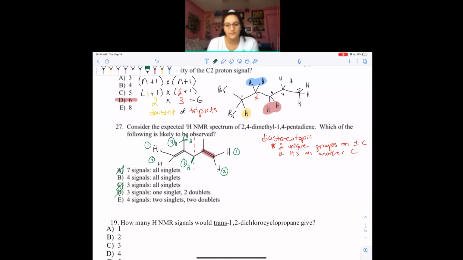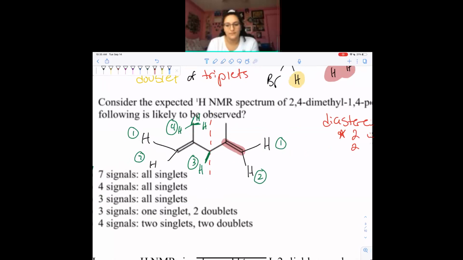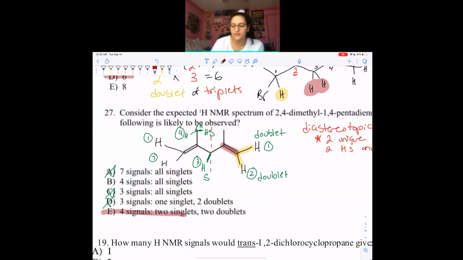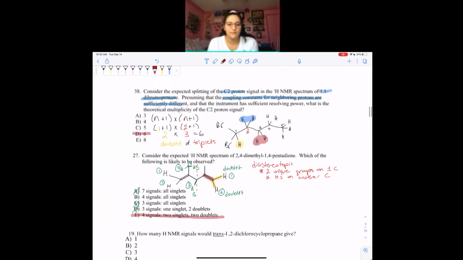Ooh, okay, someone said all singlets, and that's the trap that he wants you to fall into. But we know that since H1 and H2 are different, this is going to count as a neighbor. So they're going to split one another. So this is a doublet, doublet, and then these two are singlets. So the answer would be E. And I'll zoom out so you can see them. Any questions about these two?